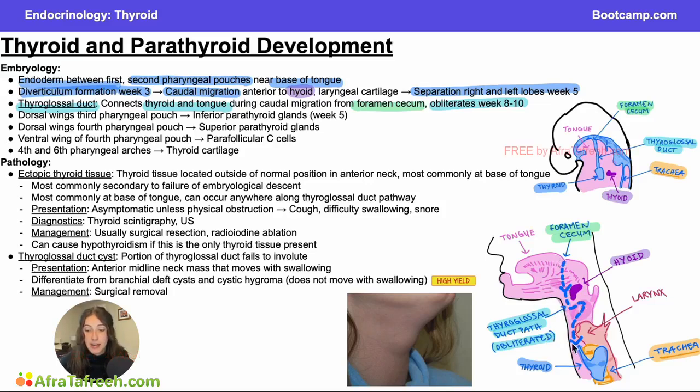But just remember, in the adult, I have this dotted line here to show that the thyroglossal duct has obliterated. It's no longer there, but it is a very real structure that is incredibly important for embryological development in our fetus picture. So keep that in mind.